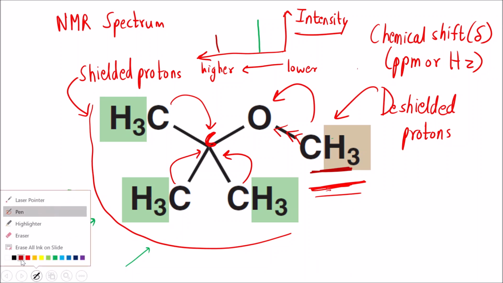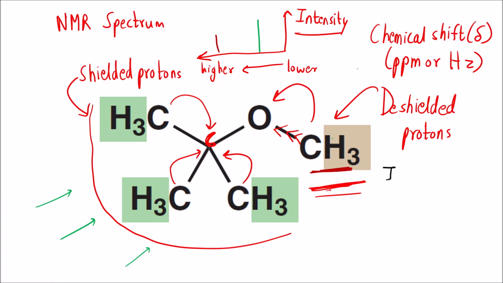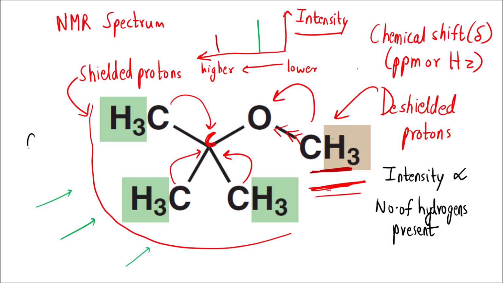And what does the intensity depend on? That is a very, very important concept. The intensity of the peaks is directly proportional to the number of hydrogens or nuclei present in one particular group. Number of hydrogens present in a group. So in the green one, you can see there are how many protons? 3 plus 3 plus 3, 9 protons. So the height of the green one, let's say it is 9 centimeters. Just a rough value.